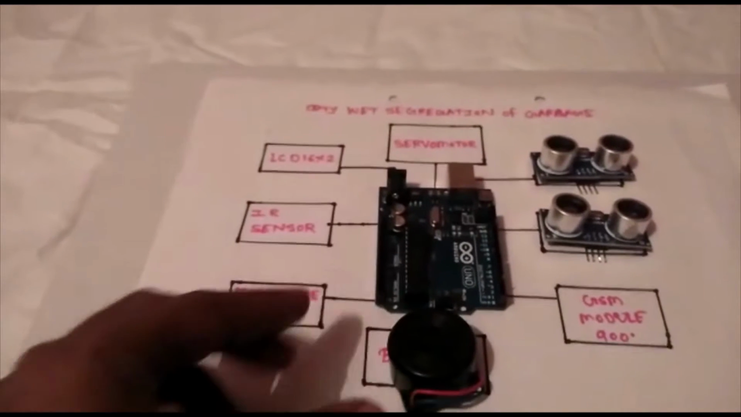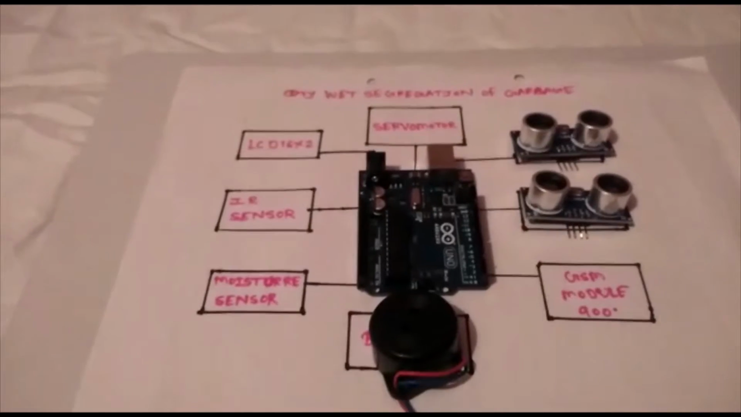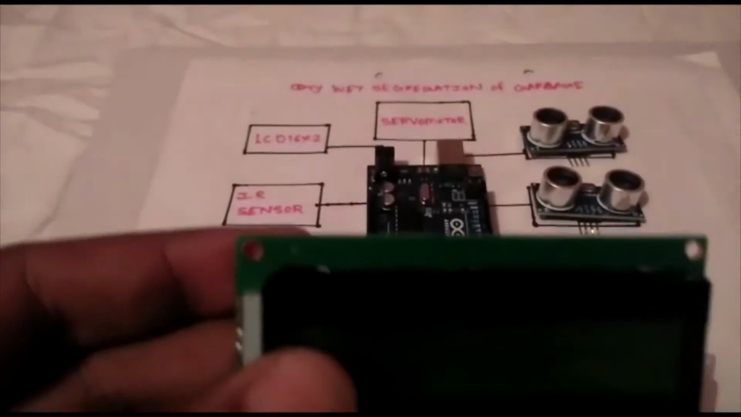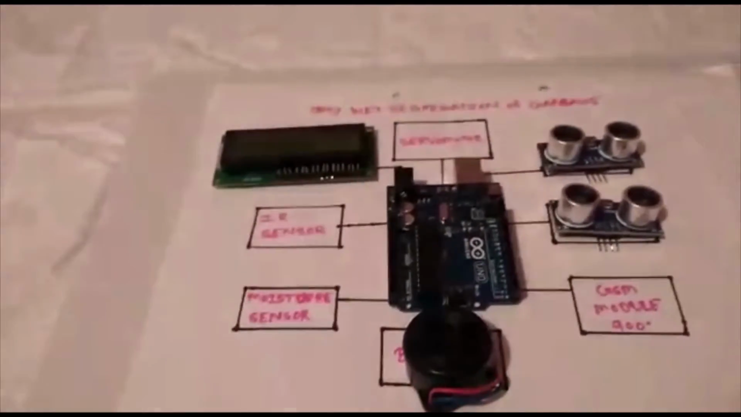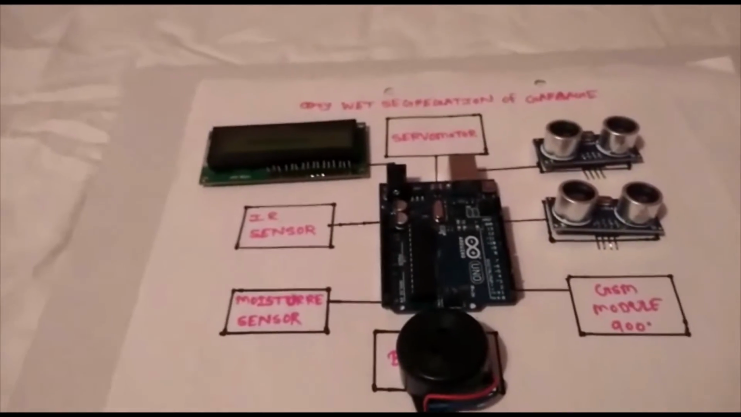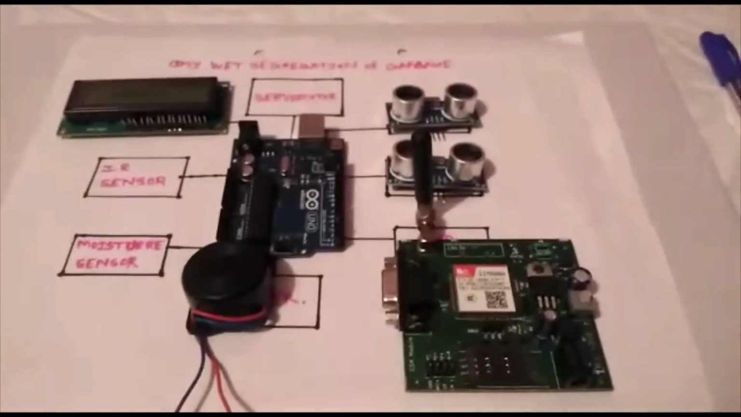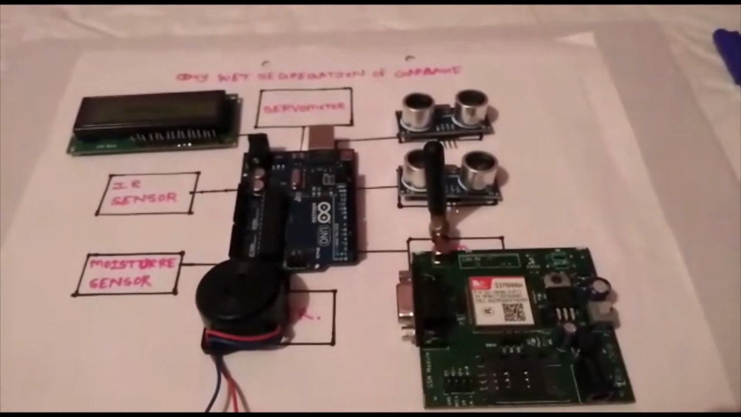Then I am using a buzzer. The buzzer whips when the dustbin is full. Then I am using an LCD 16x2. The LCD is used to display the level of the dustbin. Then I am using a GSM module. The GSM module is used to send an SMS to the authority.